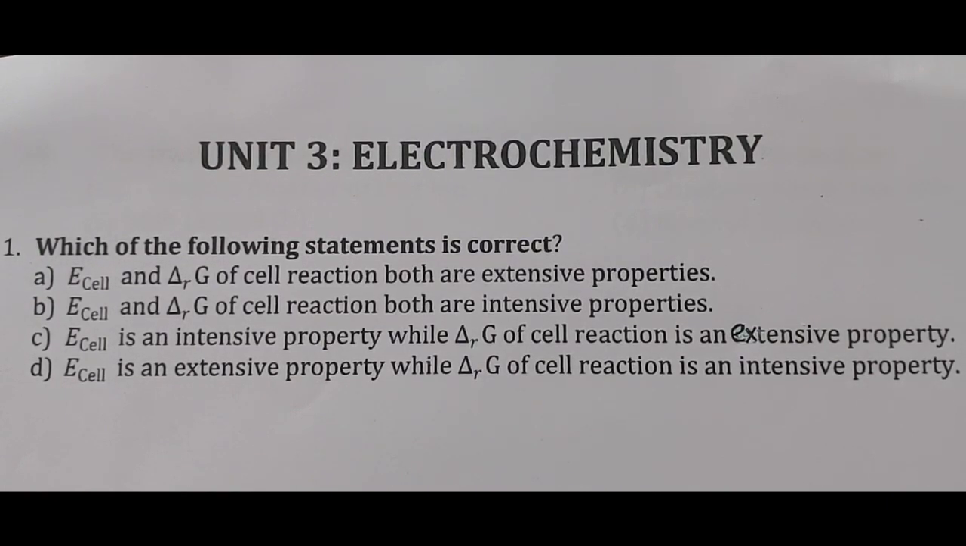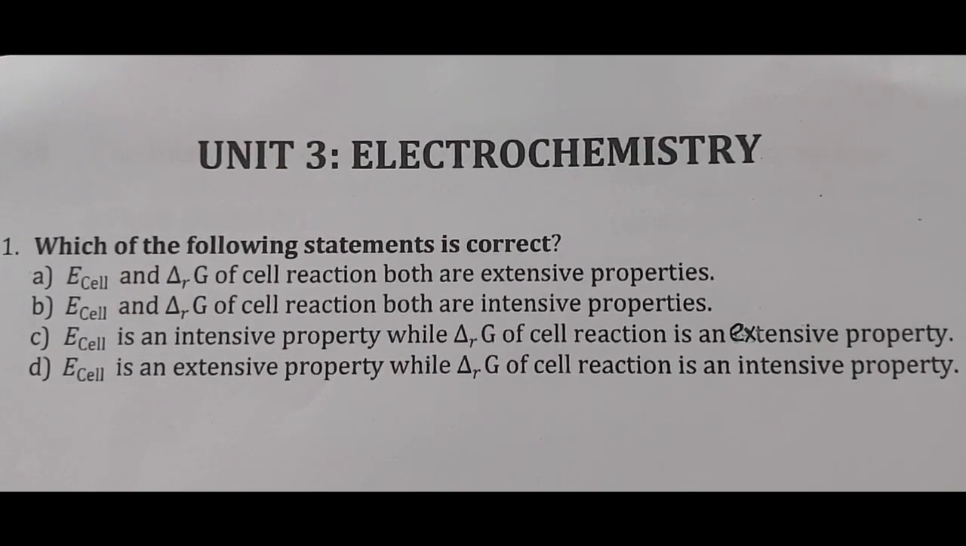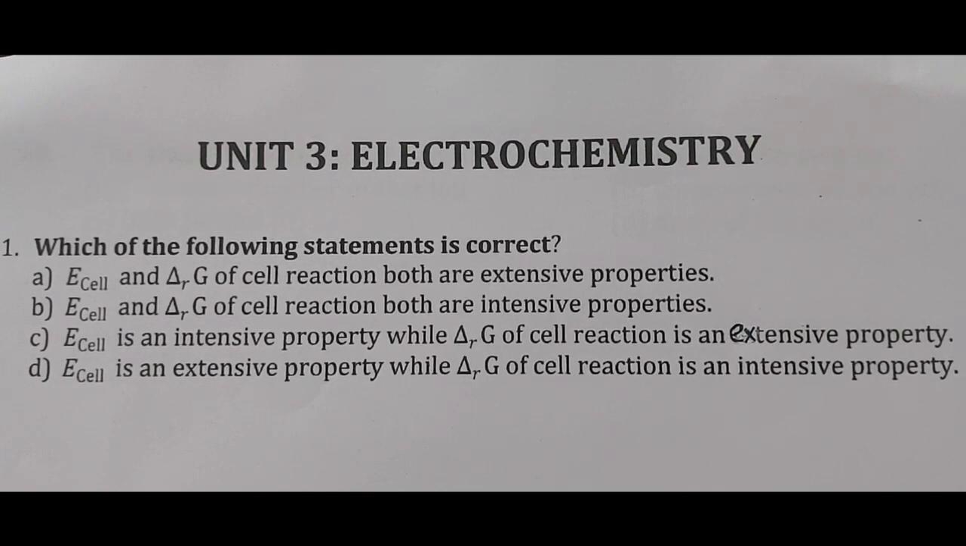Option B, E cell and delta rG, that is change in Gibbs free energy of a reaction, both are intensive properties. Option C, E cell is an intensive property while delta rG of cell reaction is an extensive property. And option D, E cell is an extensive property while delta rG of cell reaction is an intensive property.